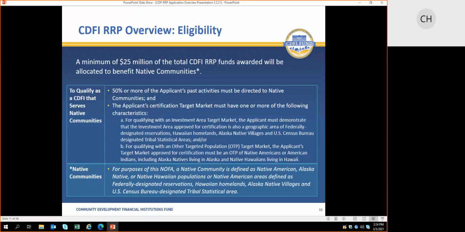And for purposes of this NOFA applicable to the CDFI RRP, a Native community is defined as Native American, Alaska Native, or Native Hawaiian populations, or Native American areas defined as federally designated reservations, Hawaiian homelands, Alaska Native villages, or U.S. Census Bureau designated tribal statistical areas.